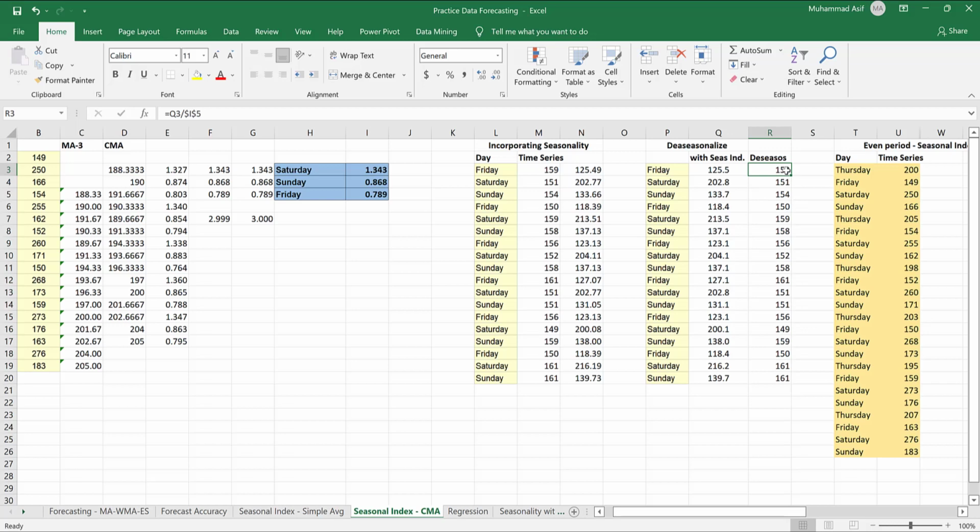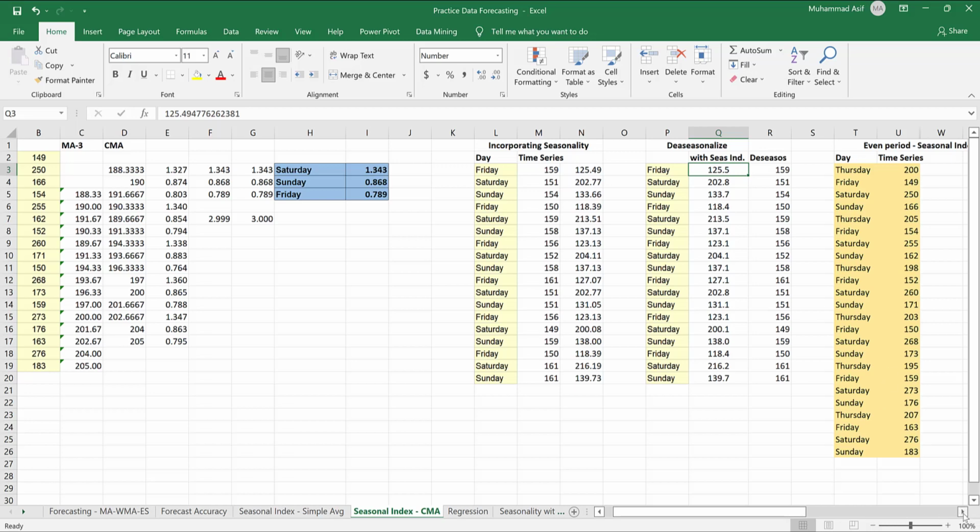So again, in deseasonalization, we divide these values by the seasonal index. As you can see here, on Friday it was 125.5, which means it had already included a seasonality, that's of course less, 0.789. However, once we take it away, then that sales forecast increases. So this is called deseasonalization.